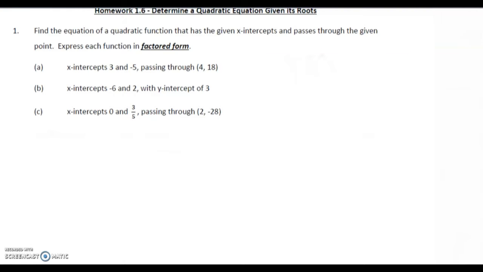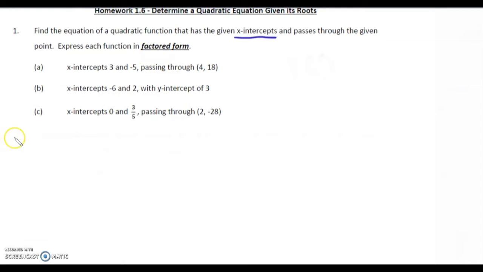Okay, homework 1.6, determine the quadratic equation given its roots. So number one asks, find the equation of a quadratic function that has the given x-intercepts and passes through the given point. So as soon as we're given x-intercepts, we have to use factored form. And then this question is just asking us to express it in factored form. So just doing the work.